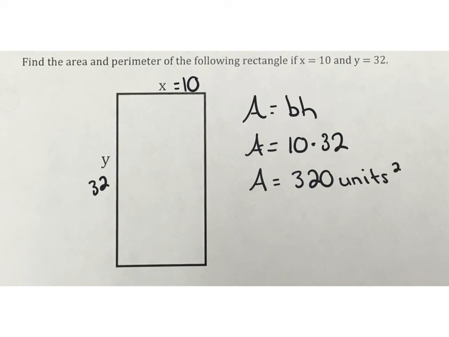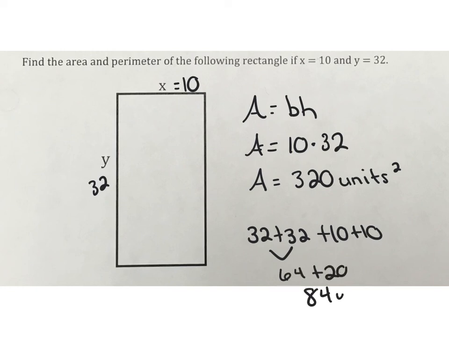And then for our next problem, for the perimeter, we would add all the sides. So this one we would have 32 plus 32 plus 10 plus 10. So this would be 64 plus 20, which makes 84 units. And notice it's not squared because it's not the inside area, because the inside is what makes the squares.